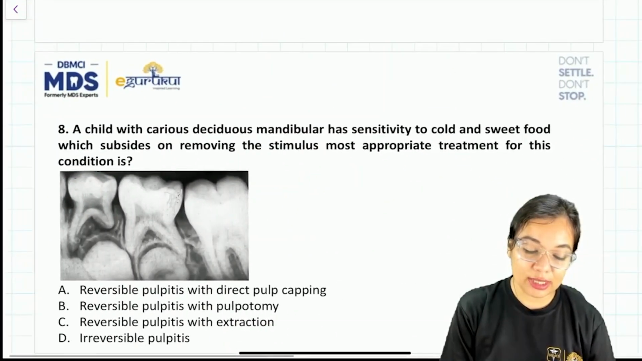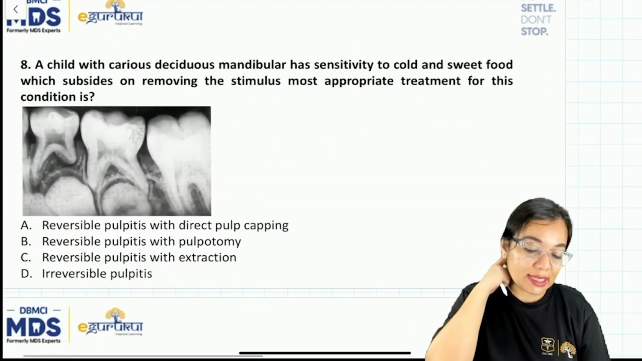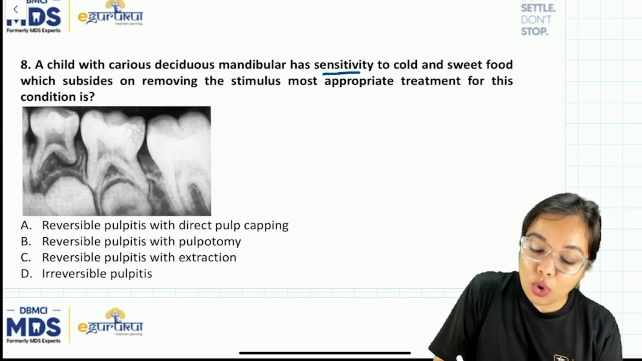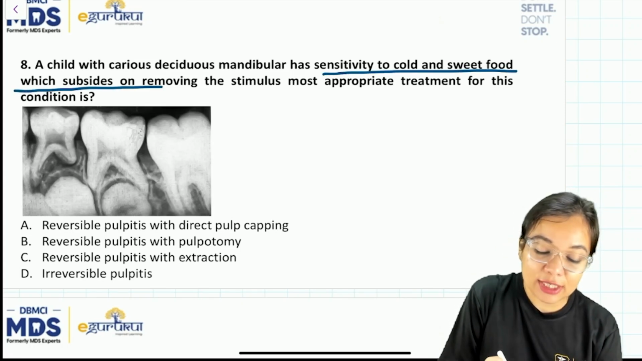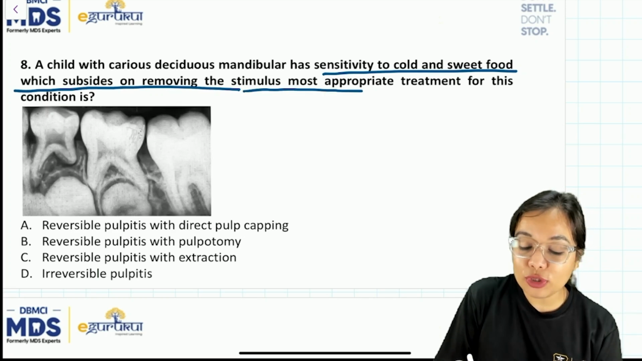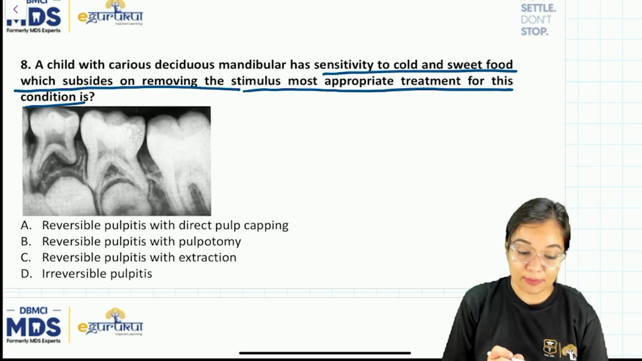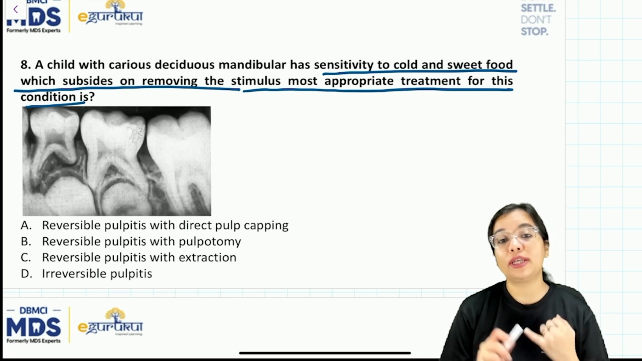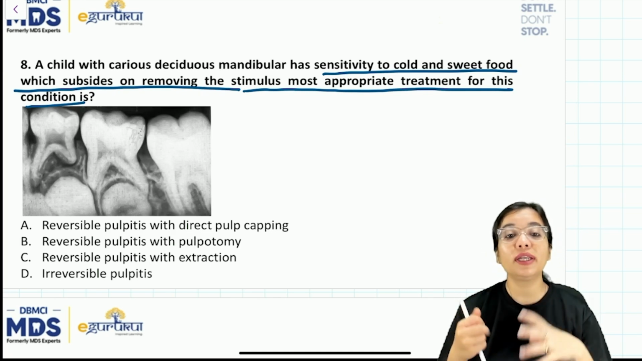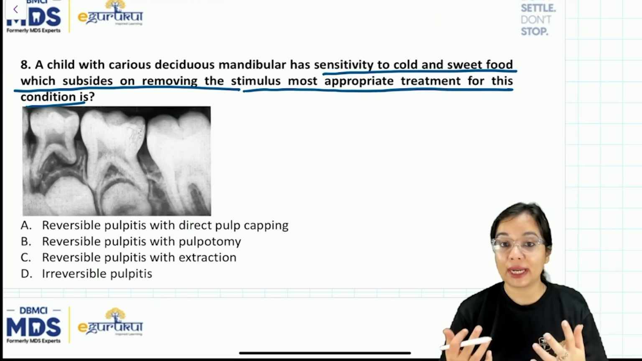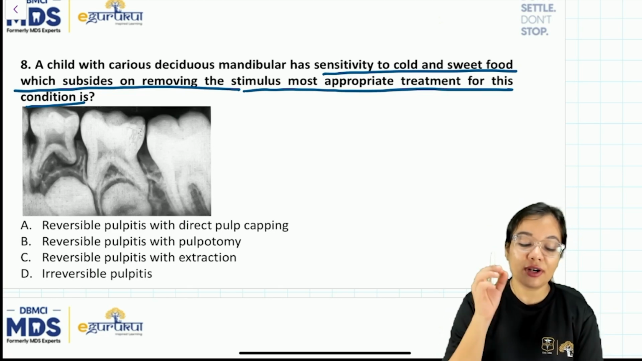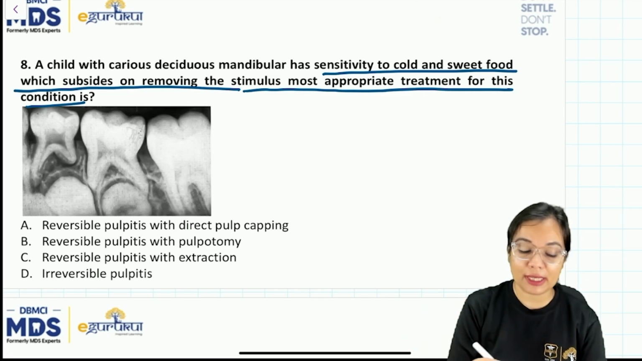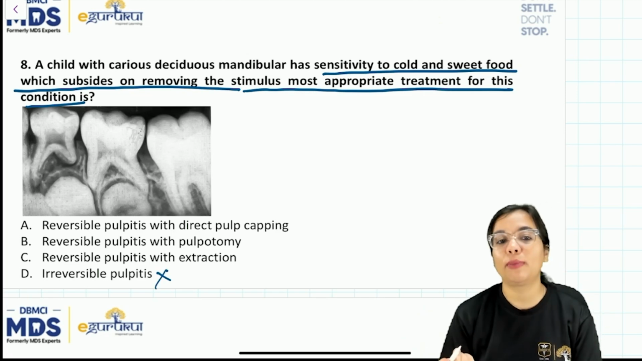So the next question is, a child with carious deciduous mandibular teeth has sensitivity to cold and sweet food which subsides on removing the stimulus. The most appropriate treatment for this condition is. So, there is sensitivity to cold and sweet food, and when you remove it, the symptoms subside. That means 100% it is a reversible pulpitis. So, when it is a reversible pulpitis, the option D gets cancelled automatically.